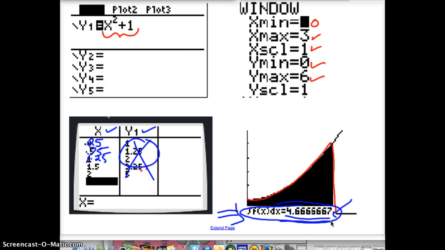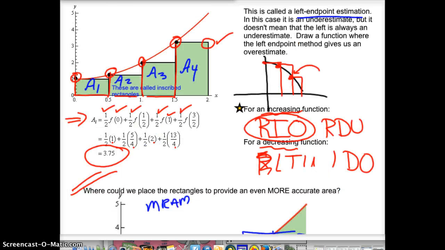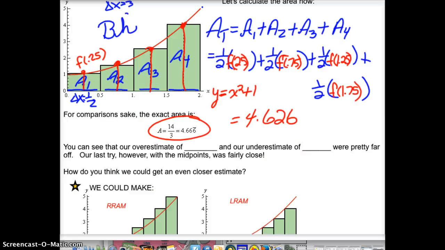It says 4.666667. It has to round at the end, but it basically gave me the decimal value of 14 thirds. But where did this 14 thirds come from? Well, that's coming up in a few days. That's going to be how we tie in this area concept with our integration. Right now they seem very separate.